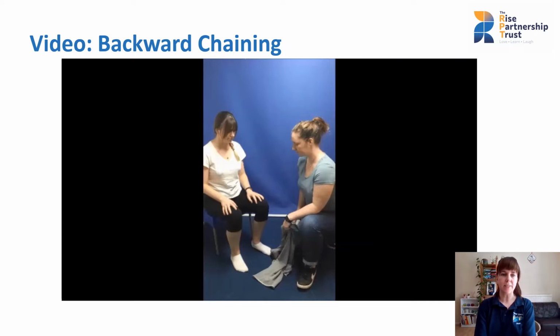In this video you will see the adult doing all the steps to putting on trousers except the last one, that is pulling up over the hips, which the child does. This is backward chaining. The child is finishing the task. The adult gives the child time to initiate and encourages them to finish the task by giving them a silent gestural prompt, pointing to the trousers.